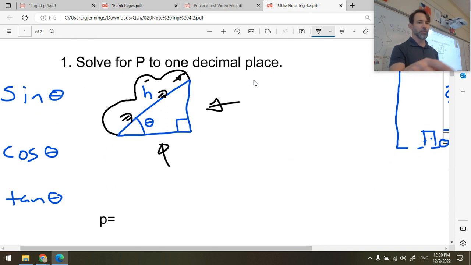Tell me, which one of these sides is the opposite? Not to check, tell me which one of the sides is opposite.